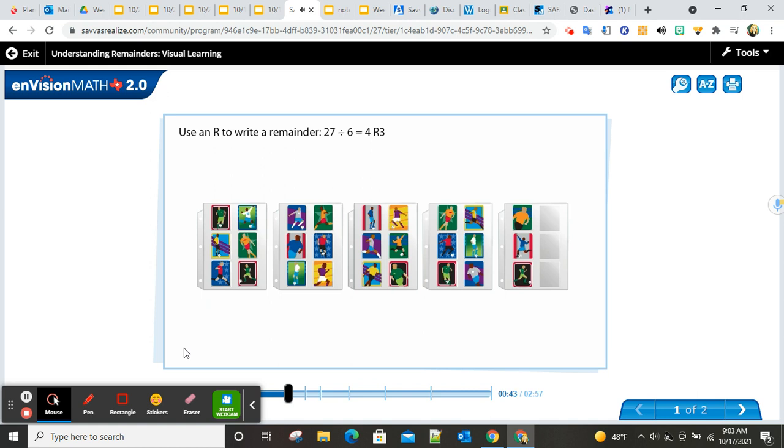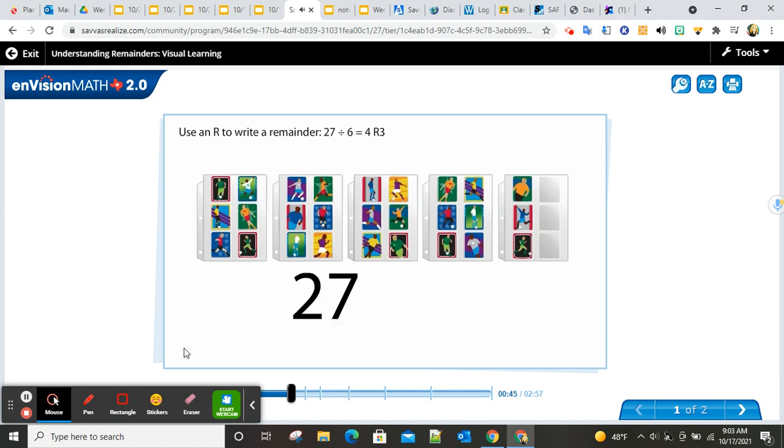Use an R to write a remainder. 27 divided by 6 equals 4 remainder 3. Let's write this problem into our notebook as an example for us to use later. I've started a new page in my notebook. The topic is Understanding Remainders.